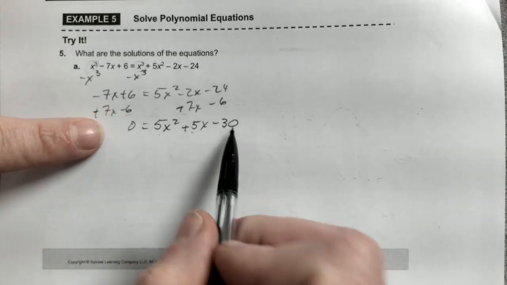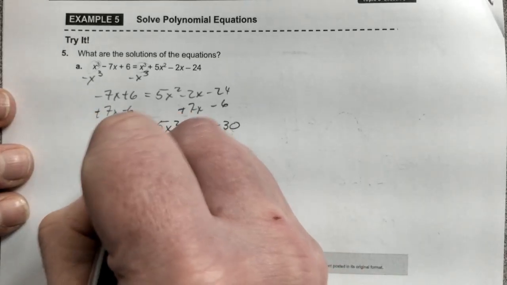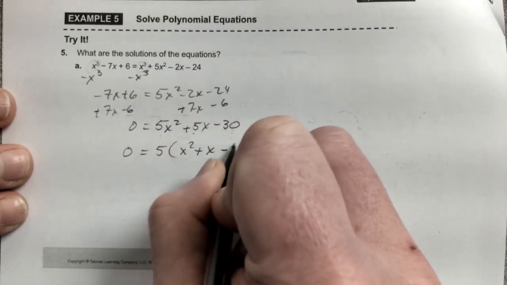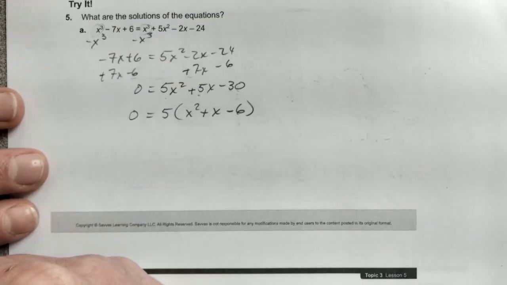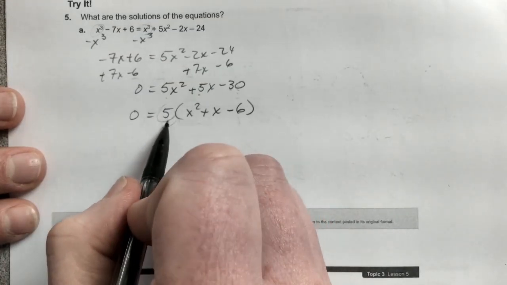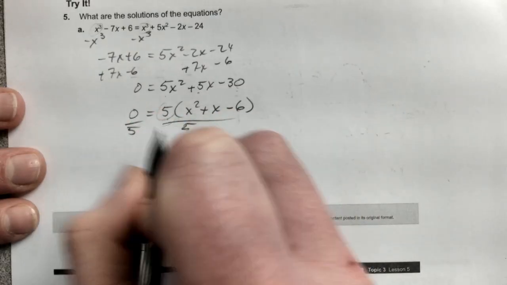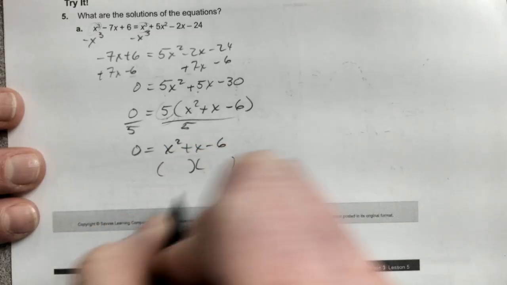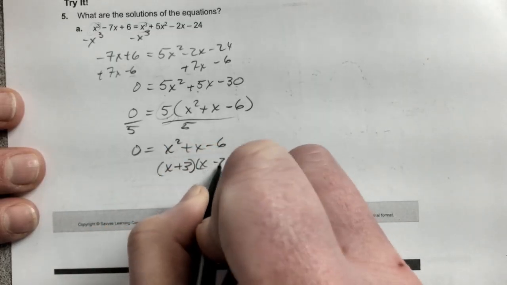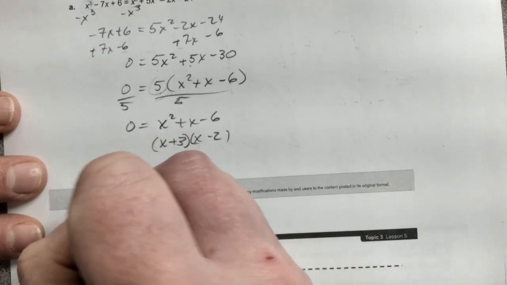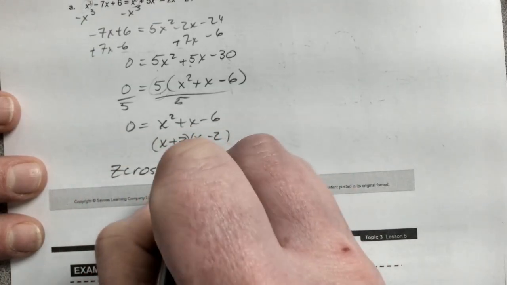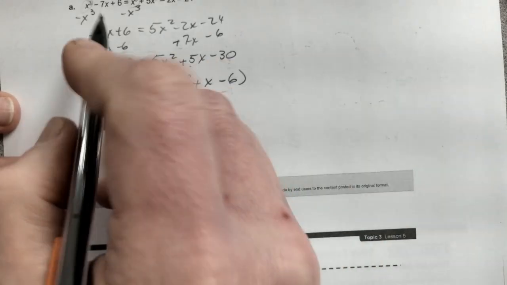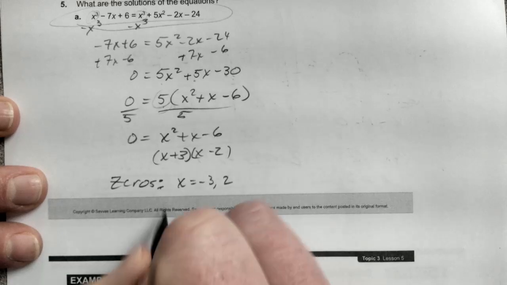Now, what do all three of these have in common? They all have a 5. So if I factor out a 5, not an x, but a 5, I'd be left with x squared plus x minus 6. Because I do not have a variable with this factor, I'm going to divide it out. So I get 0 equals x squared plus x minus 6, and that we can factor: x plus 3 and x minus 2. So our zeros are x equals -3 and 2, and these are the solutions to that original equation.